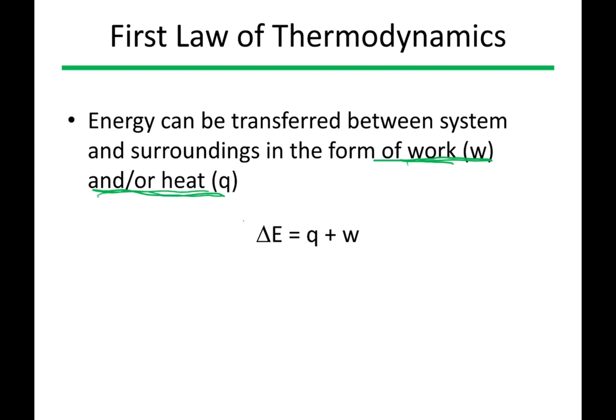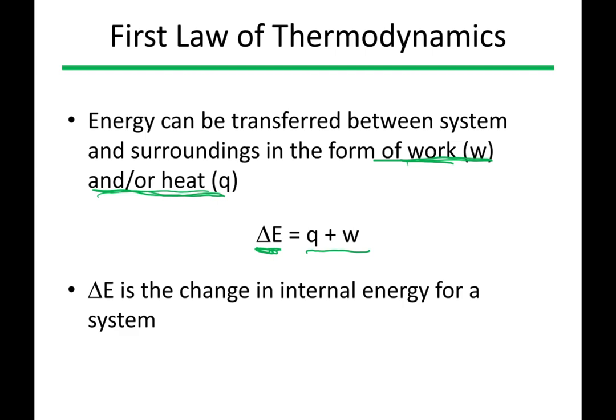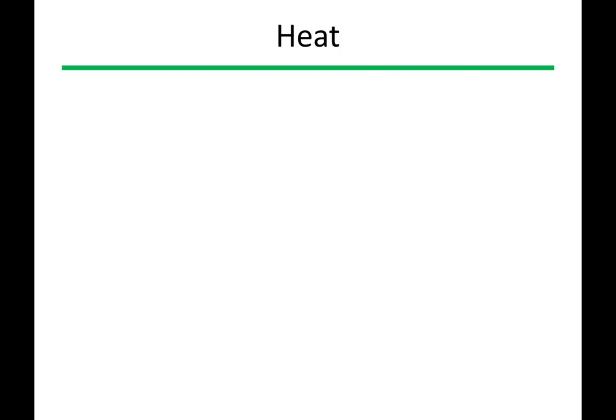So here's our equation for the first law, that the change in energy of a system is going to be equal to work plus heat. And again, in this case, the delta E, this is the internal energy for the system. Let's talk a bit about these two terms. So we'll start with heat.